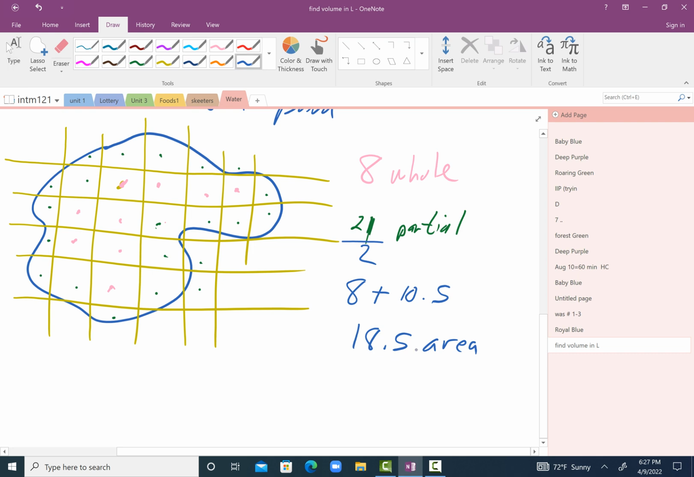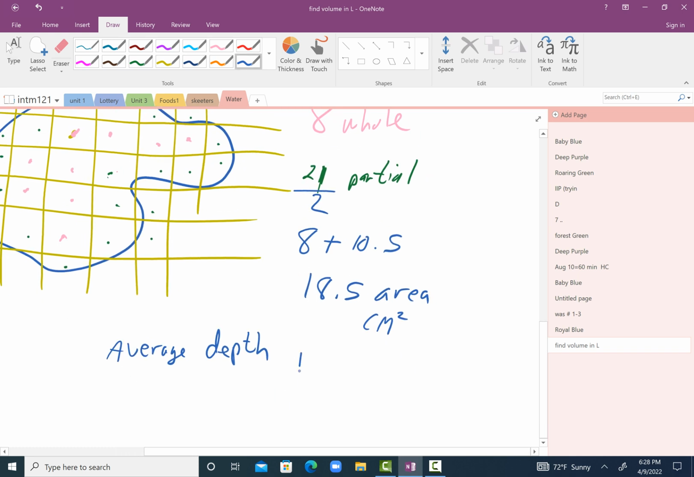So remember what you'll do then. Say this is 18.5, let's say centimeters. It's not a very big pond, obviously, okay? So that would be square centimeters. So let's say that the average depth, maybe it's a spill or something, is 1 centimeter. Here, let's make it something different so that it actually looks different. 2 centimeters. So we take 18.5, multiply that by 2.